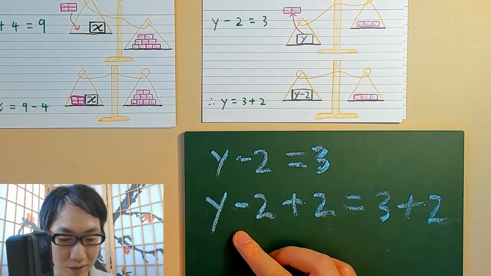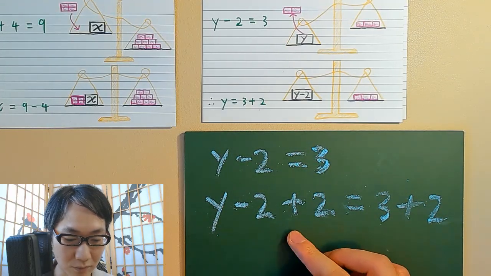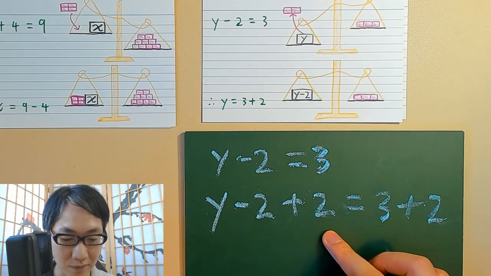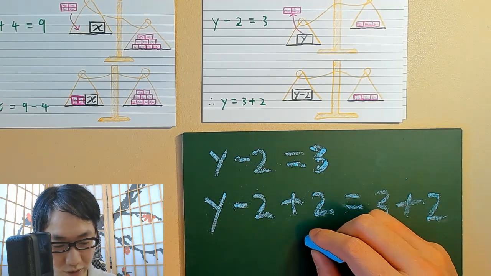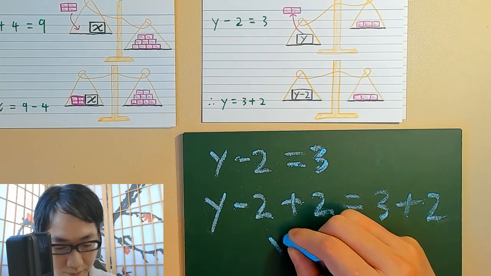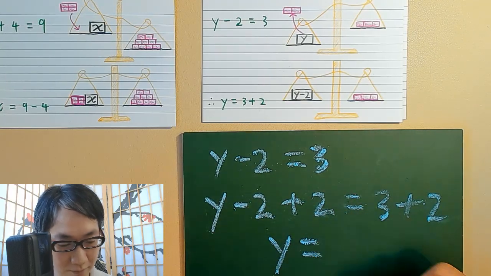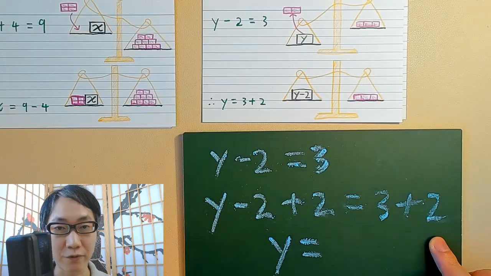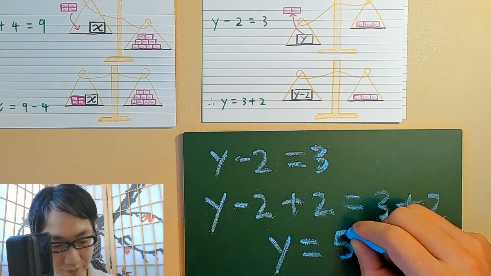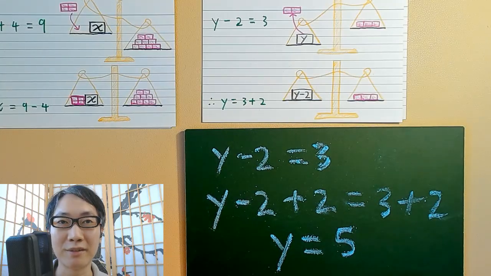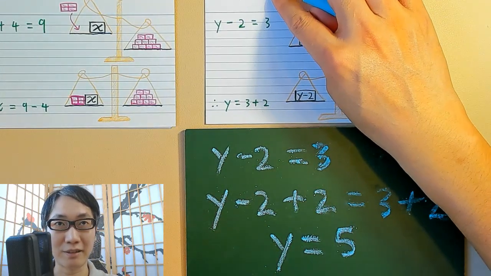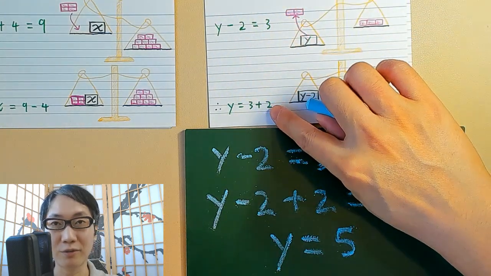Then, this is minus 2 and plus 2, or negative 2 positive 2. Then these 2 cancel. And then we have y on the left hand side, and on the right we have 5. Then y is equal to 5. So this is another way to do this, apart from doing this from here to here.